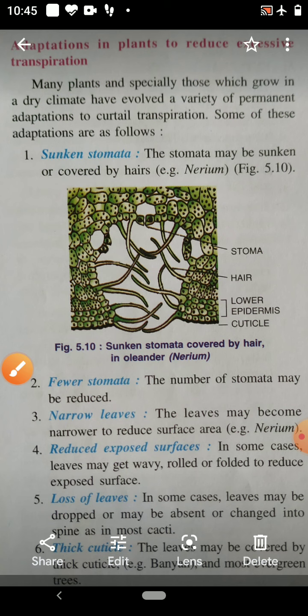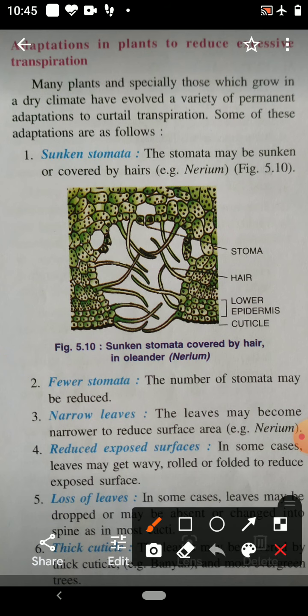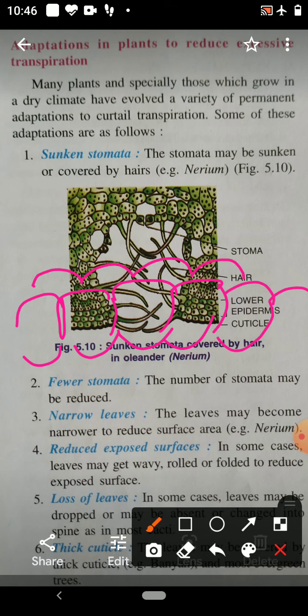Next, leaves are covered by a thick cuticle. You see there is the upper surface, the upper epidermis. On the surface of the upper epidermis, a thick layer of cuticle is present. So this thick layer of cuticle is for preventing transpiration, for reducing transpiration.